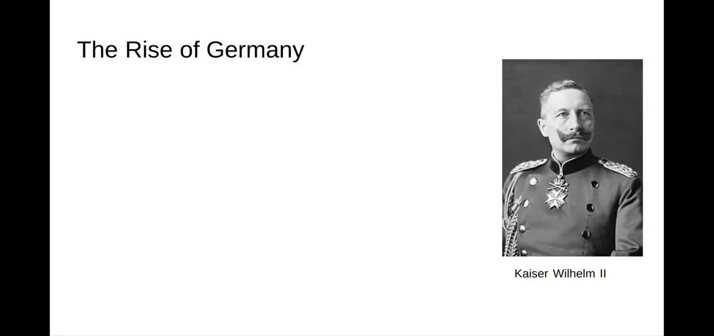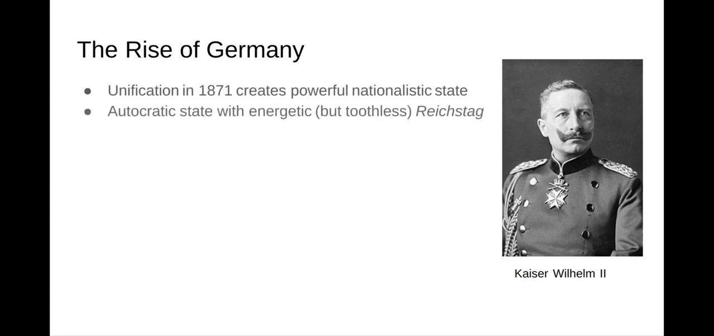So we went over this before, so feel free to fast forward. But we talked about the rise of Germany, a powerful nationalistic state created in 1871. It's an autocratic state for the most part, with an energetic but toothless Reichstag. So it's a democracy in name, but a very weak democracy. Again, we're going to see that the two nations that fight in World War I that have some of the weakest public support are not going to fare very well. That includes Russia, the Empire of Russia, and Germany.